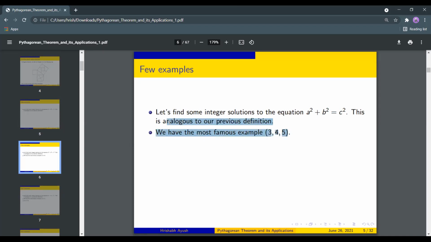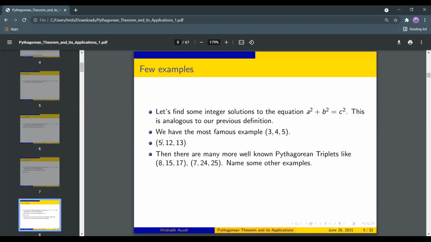Any more examples? You could type them in the chat. 5, 12, and 13. Yeah, that's one of them. 9, 40, 41. Yeah, that is one of them. Wait, actually, 9, 40, 41, yeah, right. And these are some more: 8, 15, 17, and 7, 24, 25.